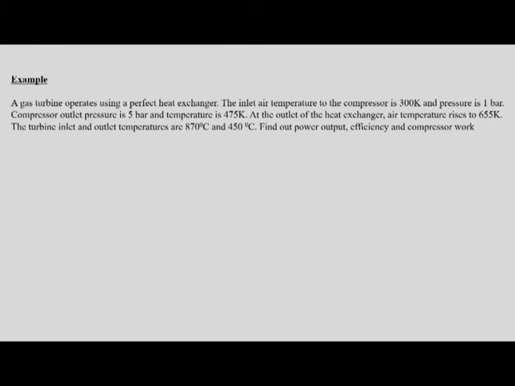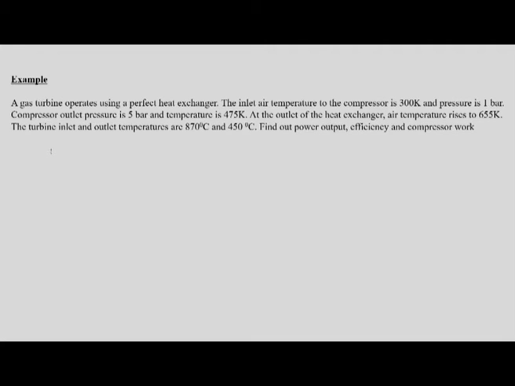In the next example, we are again told that there is a gas turbine which operates on a perfect heat exchanger. So this example is with a gas turbine with heat exchanger. The inlet air temperature to the compressor is 300 Kelvin and pressure is 1 bar. Compressor outlet pressure is 5 bar and temperature is 475 Kelvin. At the outlet of the heat exchanger, air temperature rises to 655 Kelvin. The turbine inlet and outlet temperatures are 870 Celsius and 450 Celsius. Find out power output, efficiency and compressor work.